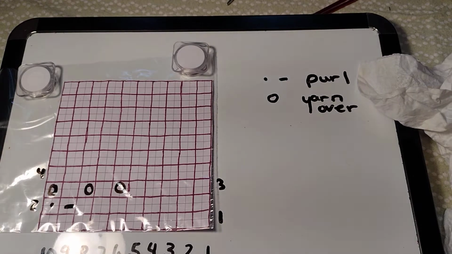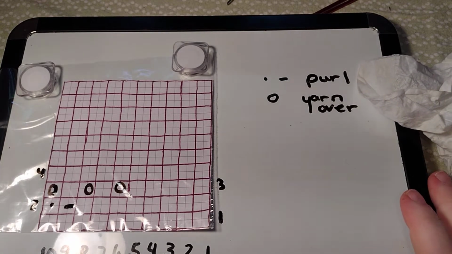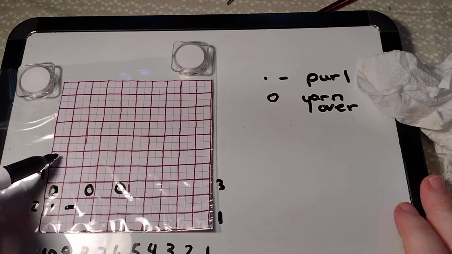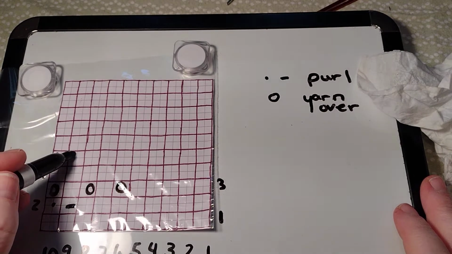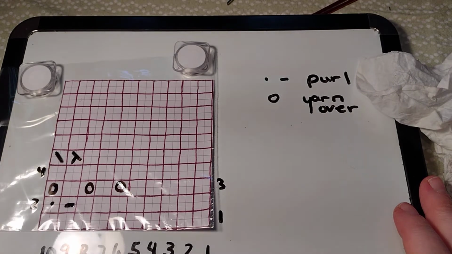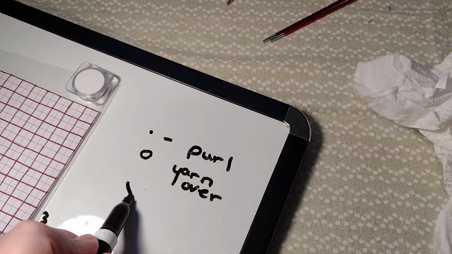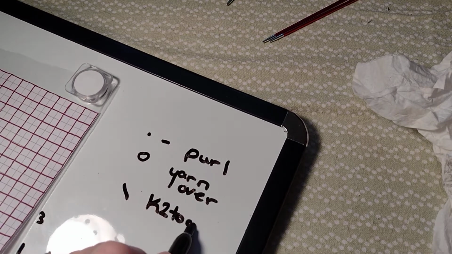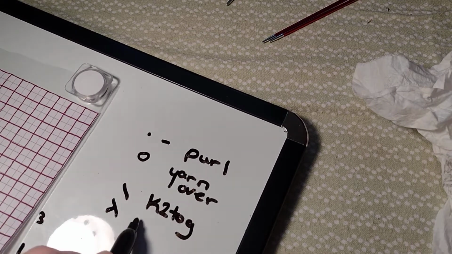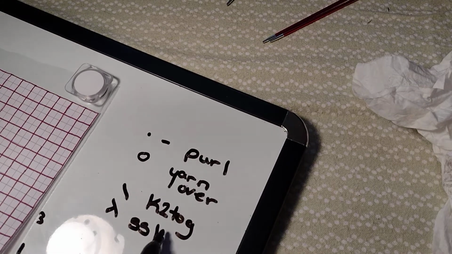Now, there are different ones. You might have a slash like that, or a slash with a little toe off of it. A slash is a knit 2 together. A slash with a line is a SSK.